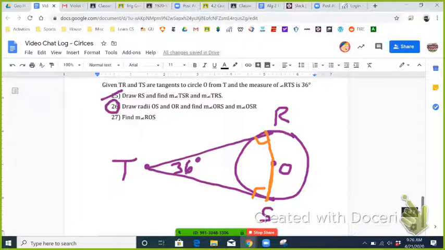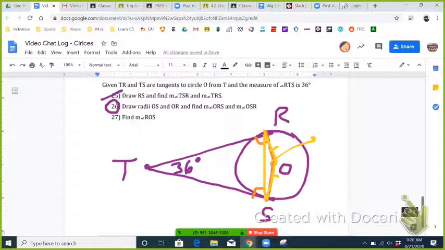I kind of drew this weird. So that would look like this. ORS would be this angle right here. Since these are both radii, that's going to form an isosceles triangle. OR to RS to OS forms an isosceles triangle. So we need to find what angle O is.